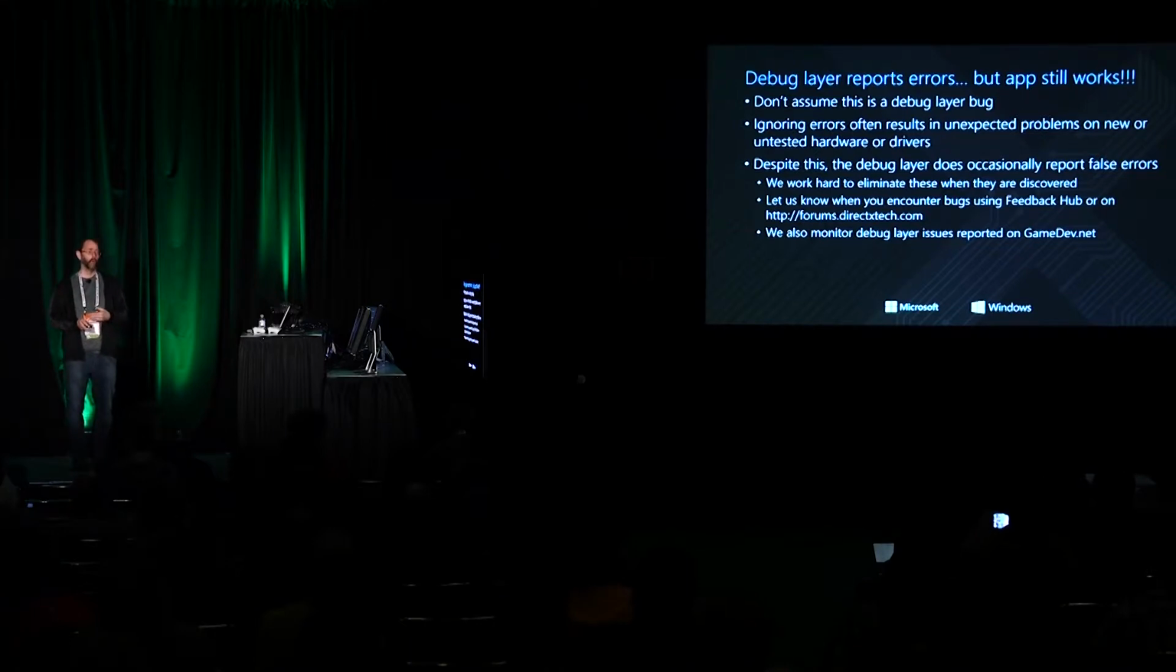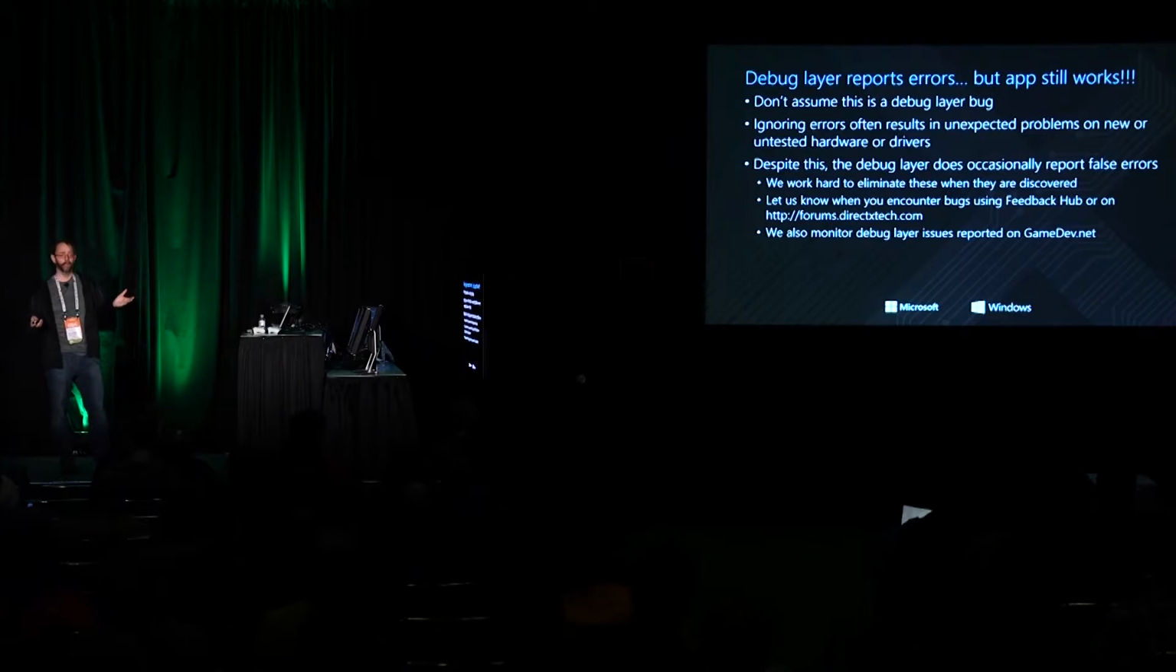So one of the most common questions that I get is, the debug layer has told me I have an error in my code, but I don't see any rendering artifacts, or I'm not getting any problems in my rendering. Is this a bug in the debug layer?